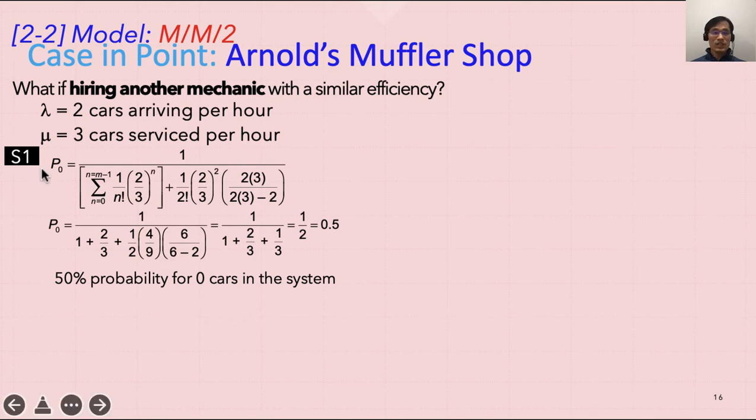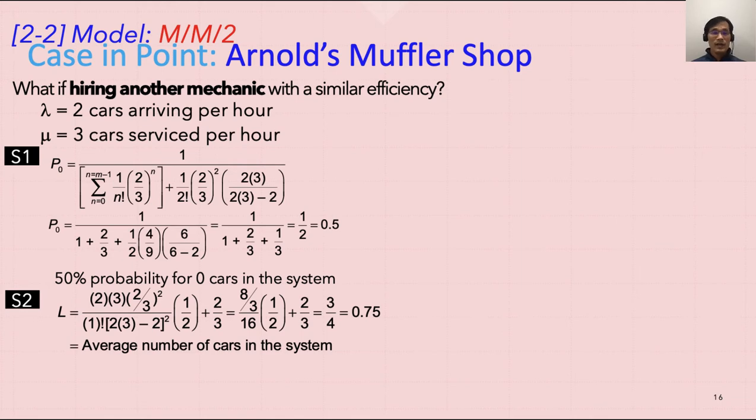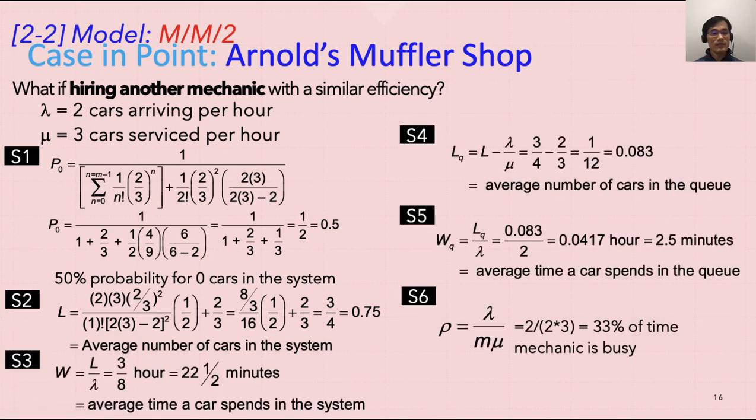Step 1, the probability that the system will be idle is 0.5, which is a 50% probability of 0 cars in the system. Step 2 is the average number of cars in the system. It's 0.75, which is less than 1. And the average wait time is 22.5 minutes. So before it was about an hour, but now 22 and a half minutes. So it's a much better improvement.